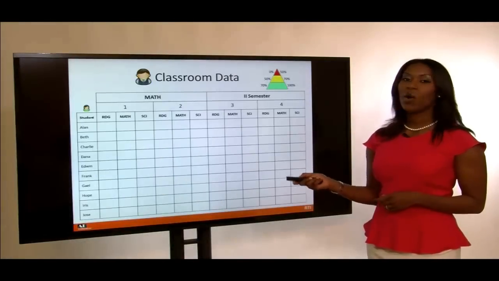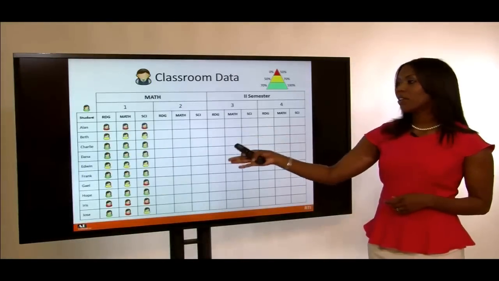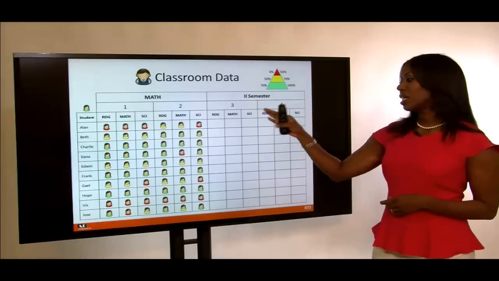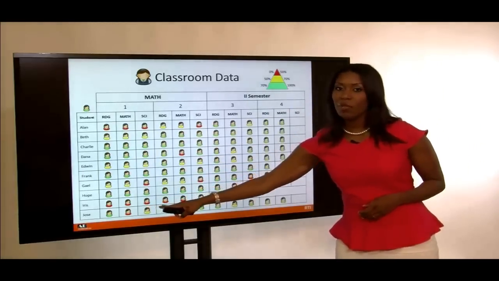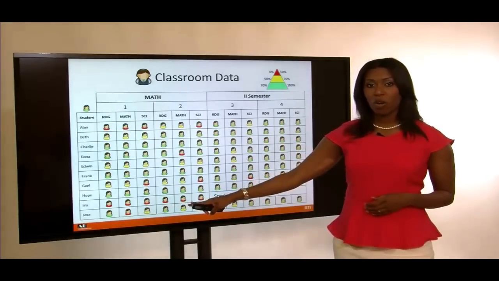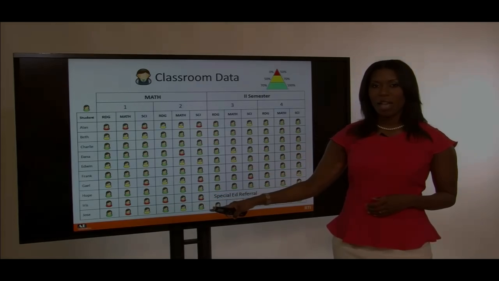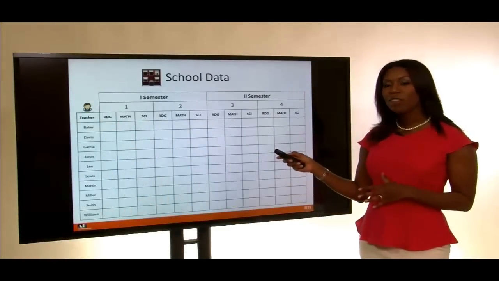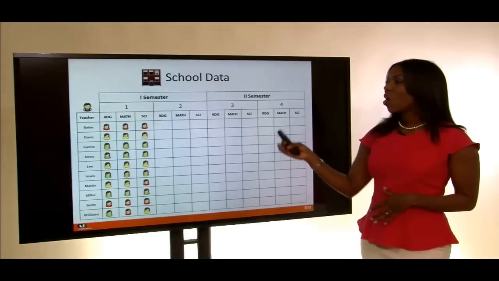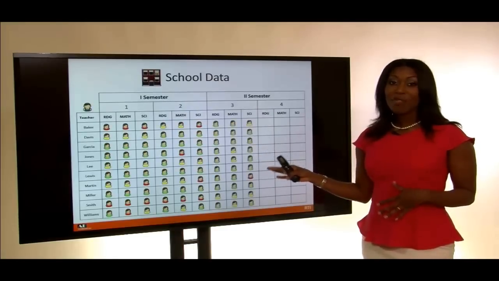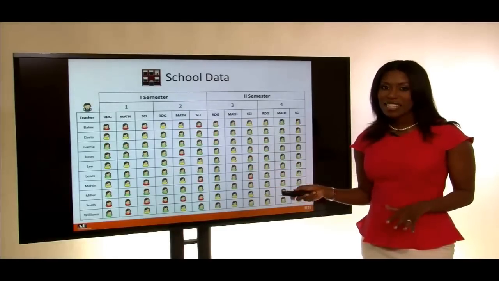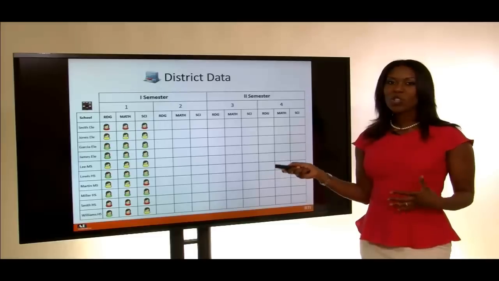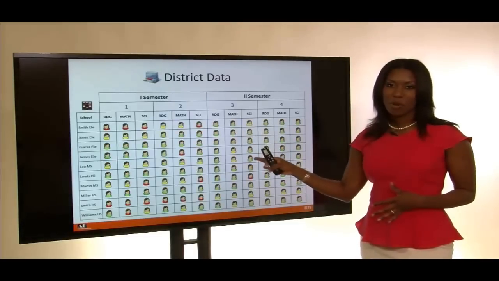Here the teacher can see all the students and all the different checkpoints. Notice how she can see the students that continue to fail and that may be referred for special education assessment. Let's see what the school would look like. Here the principal can see all of the teachers, all of the subjects, and all of the checkpoints. And if we take it to the next level, the district can see all of the schools, all of the subjects, and all of the checkpoints.